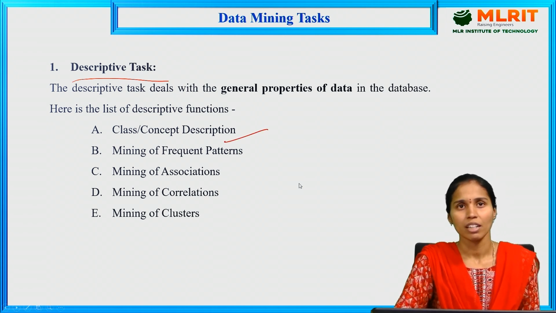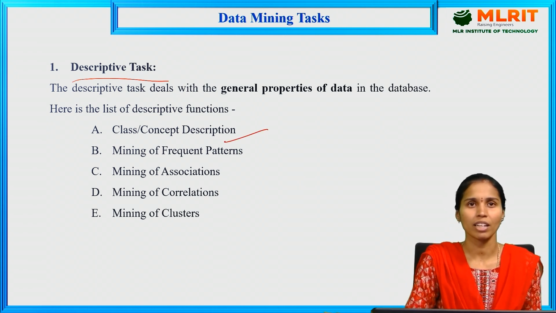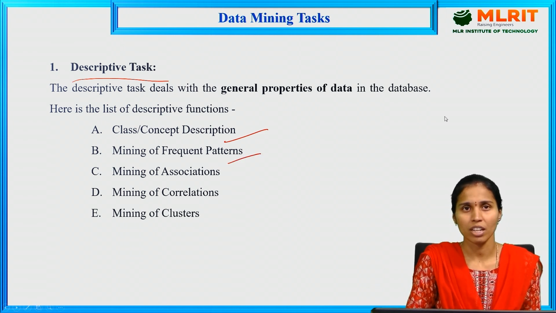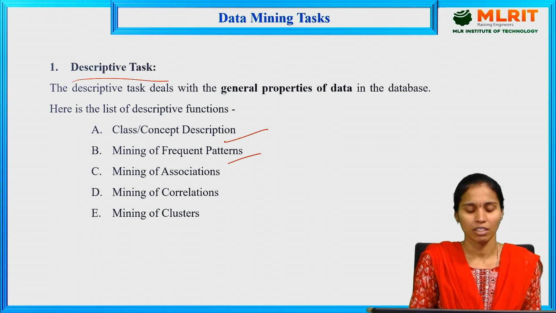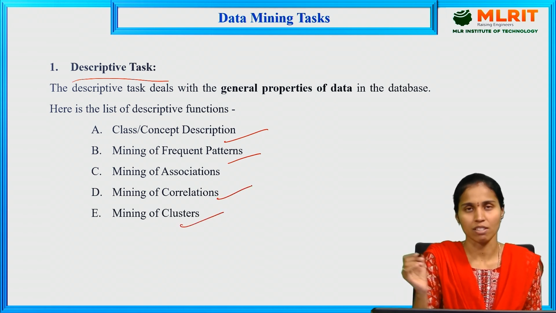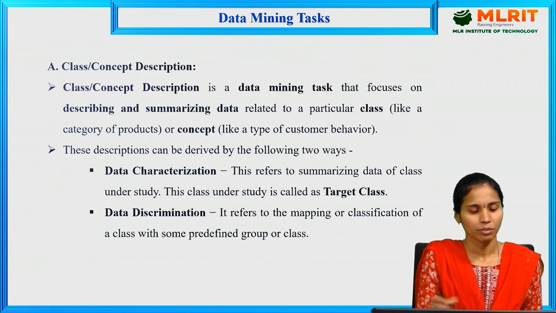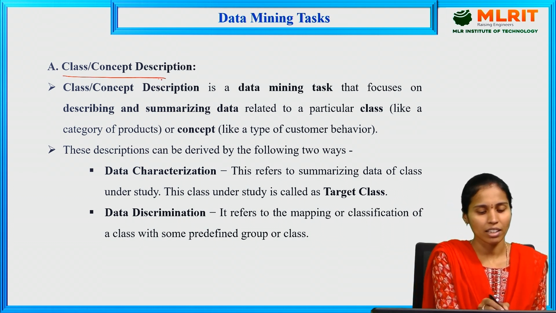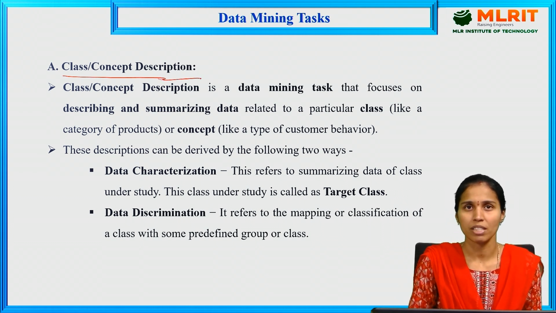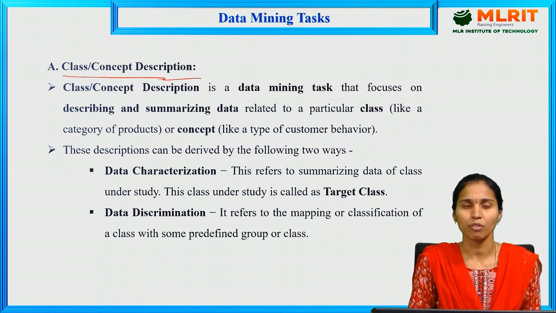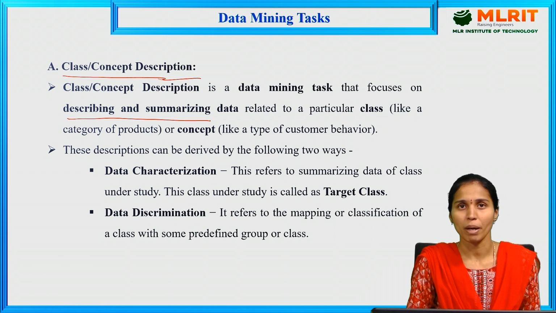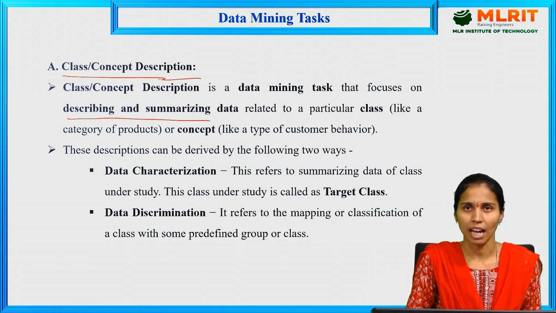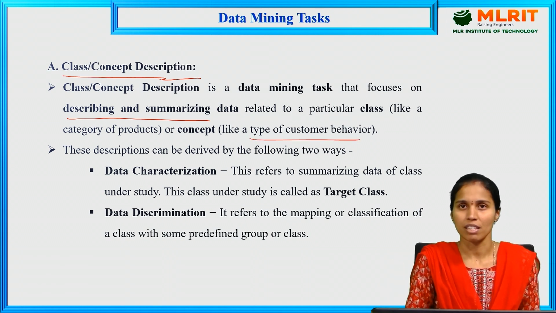First one is class or concept description. Second one is mining of frequent patterns. Third one is mining of associations, mining of correlations. The last one is mining of clusters. First one is class or concept description. What is class or concept description? The class or concept description is a data mining task that focuses on describing and summarizing data related to a particular class like a category of product or concept like type of customer behavior.